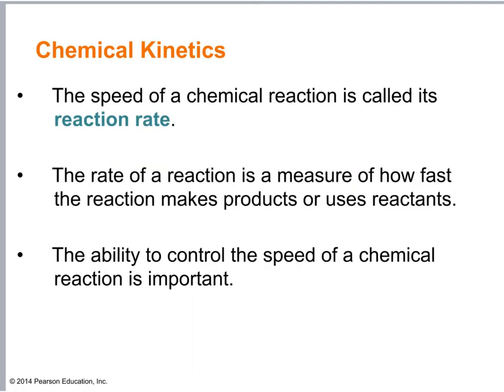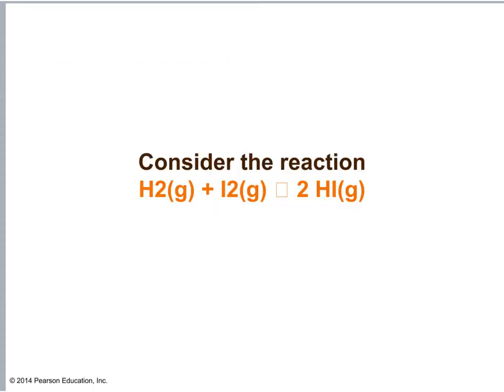So what's a rate law, and why do we need to know? Well, we can talk about how fast a reaction moves, the speed of a chemical reaction. That's called the reaction rate. And that reaction rate is a measure of how fast it makes products or it uses up the reactants. And we can control that through a number of different mechanisms. We'll talk about those.